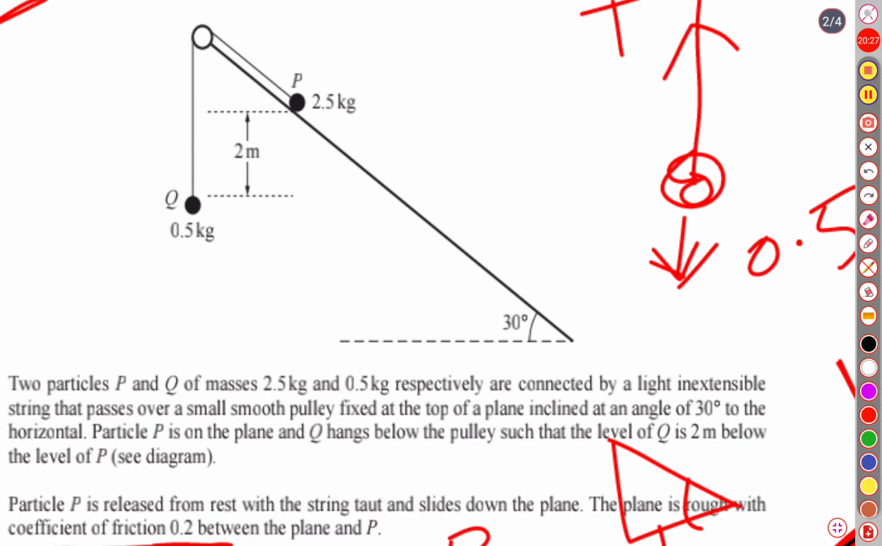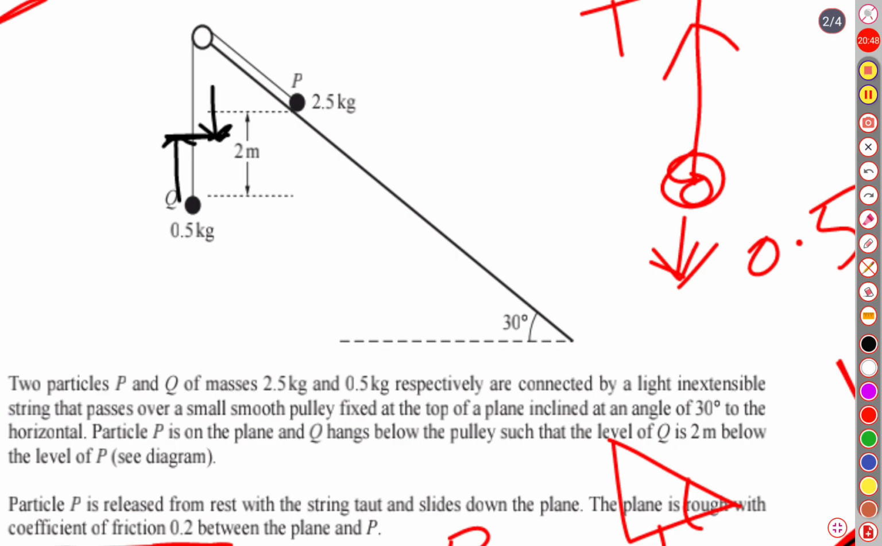at some stage, and the distance between the heights is actually 2 meters. This is the 2 meter distance. So they are telling that suppose Q has reached up to this and P has come down up to this, at this stage they told us to find the work done by the particles.